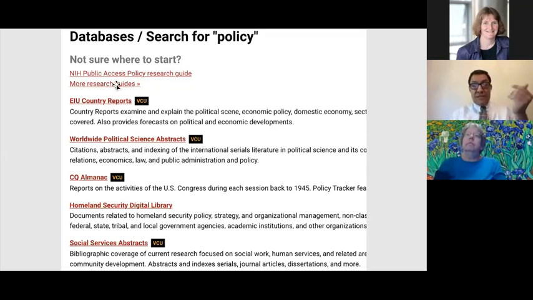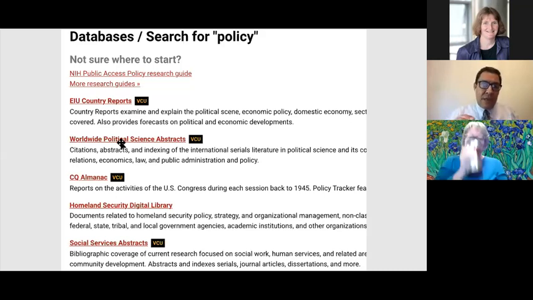databases, searching for policy, I found databases that are international and global in content. I found EIU country reports, for example. I found here the Worldwide Political Science Abstracts. You see, just by examining the titles and scope of our databases, you can start identifying databases that contain global research, that index global research, that comprise global research.